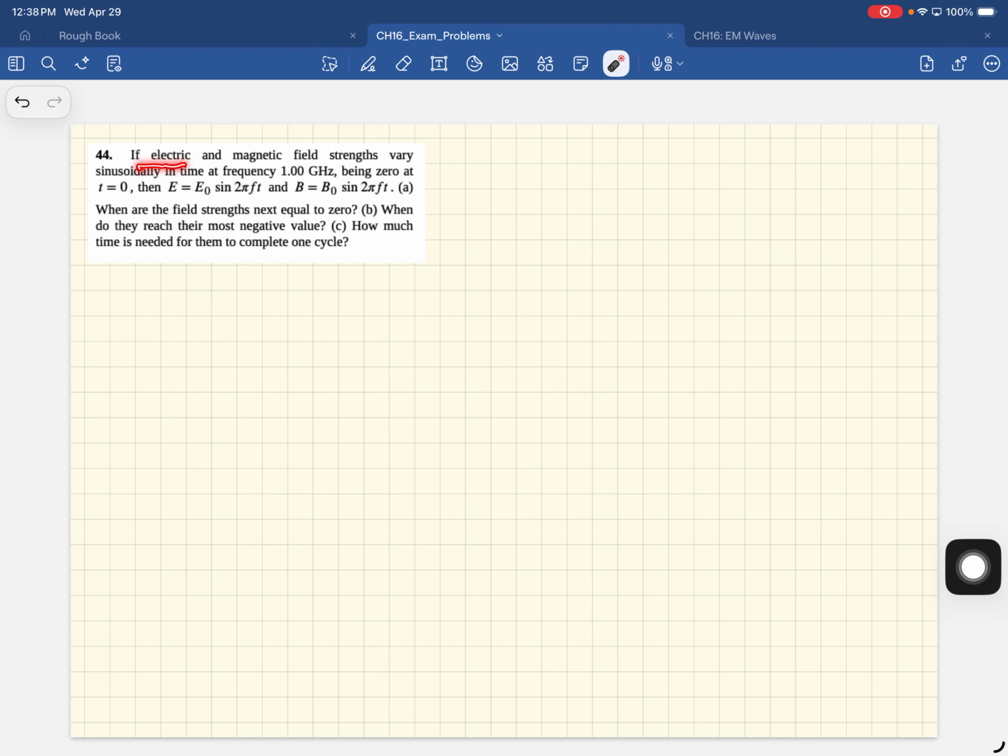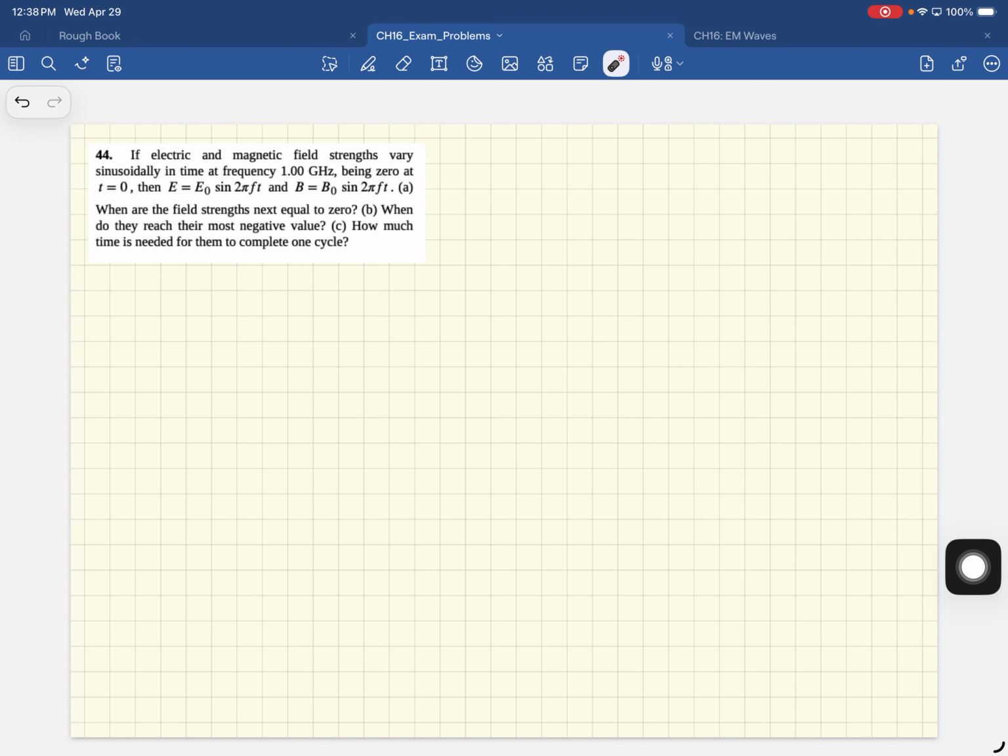This problem says that if electric and magnetic field strength vary sinusoidally in time at a frequency of 1 gigahertz, being 0 at t equal to 0, then, so there's a functional form. f is 1 gigahertz, and B naught is given by that. When are the field strengths next equal to 0?